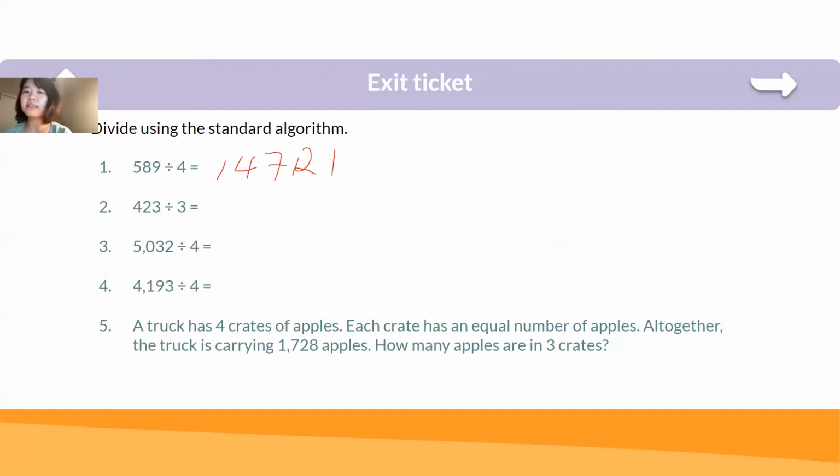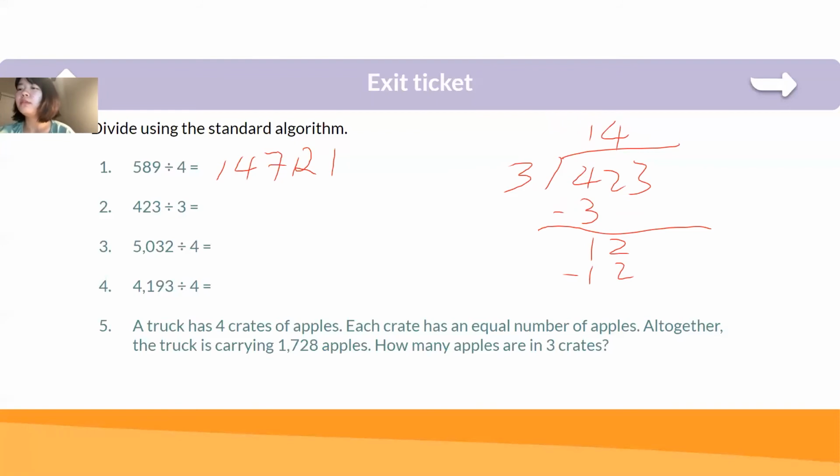Okay, and let's see the second one. 423 divided by 3. Okay, start from the 100 place. 3 times 1 gives us 3, and 4 minus 3 gives us 1. And 1 goes to the tens place, that gives us 12. So 3 times 4 equals 12. So 12 minus 12 is 0.